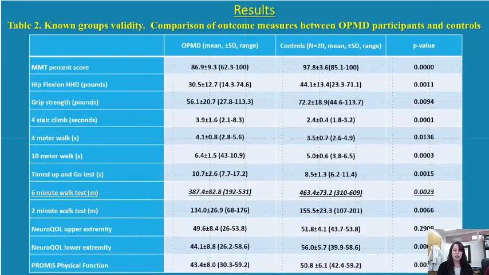Here's a chart highlighting comparisons of outcome measures between all 26 participants versus their controls, showing the mean scores for strength and functional measures and the patient-reported measures. For the 6-minute walk test, which is what we are ultimately interested in, we found that the mean score for OPMD participants was 387.4 meters, and for control participants, the mean score was 463.4 meters, with a p-value of 0.0023, which shows that there is a significant difference between OPMD participants and controls for the 6-minute walk test.